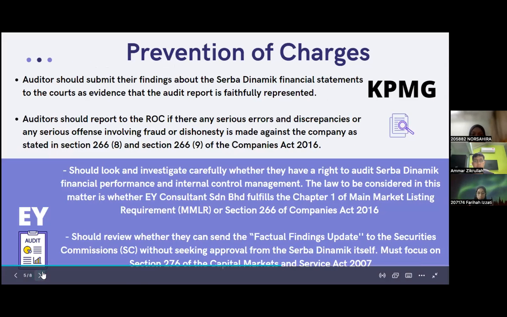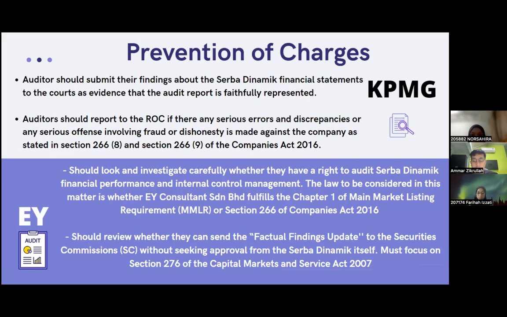Thank you. So moving on to the third question, which is prevention of the charge. For KPMG, first, auditors should submit their findings about the Serba Dinamik financial statements to the court as evidence that the audit report is faithfully represented. And second, auditors should report to the ROC if there are any serious errors or discrepancies, or any serious offence involving fraud or dishonesty made against the company, as stated in Section 266 subsection 8 and Section 266 subsection 9 of the Companies Act 2016.